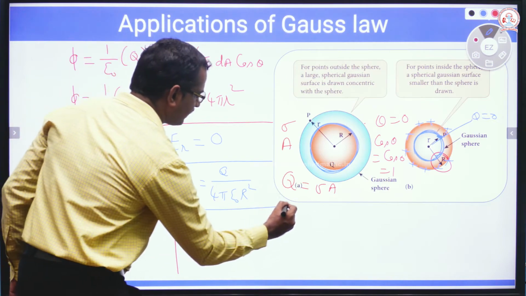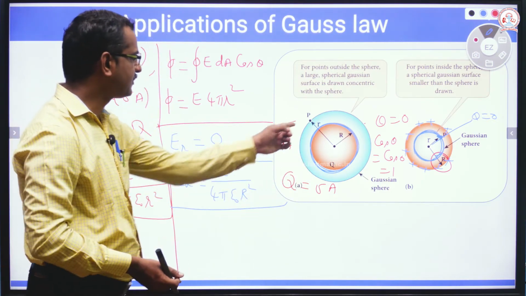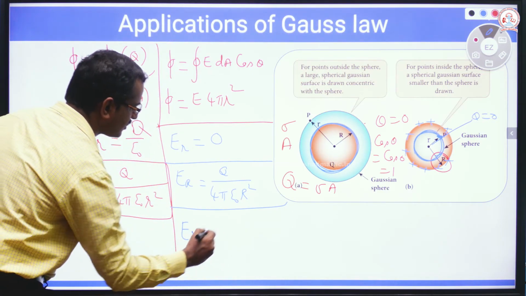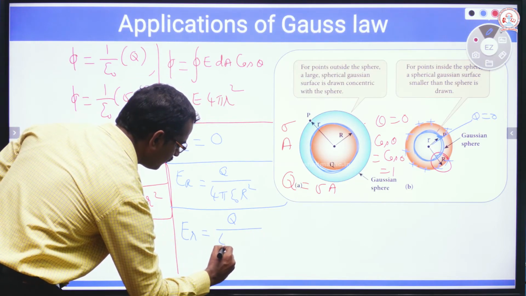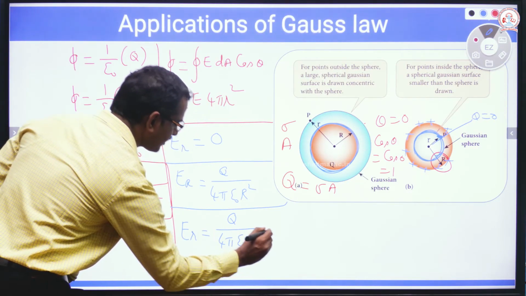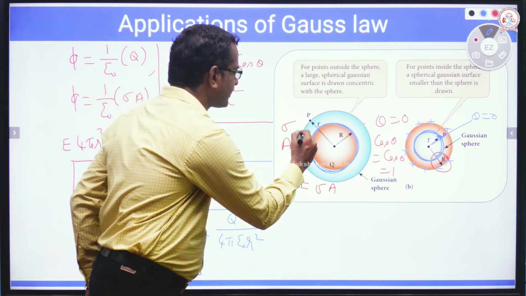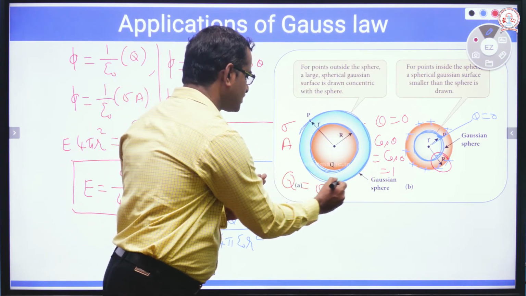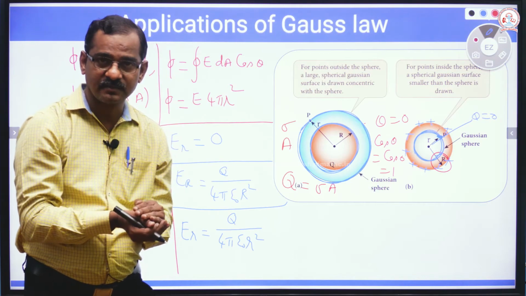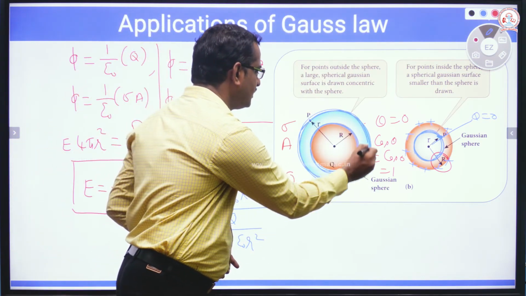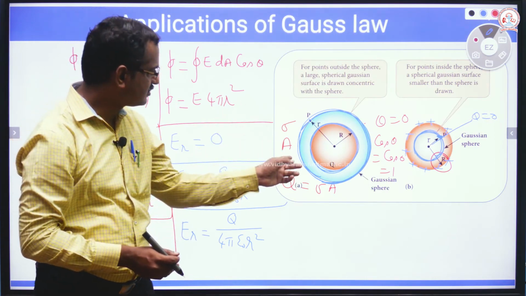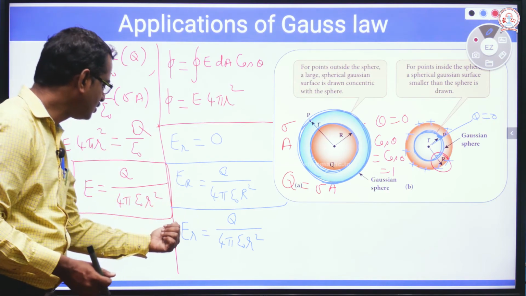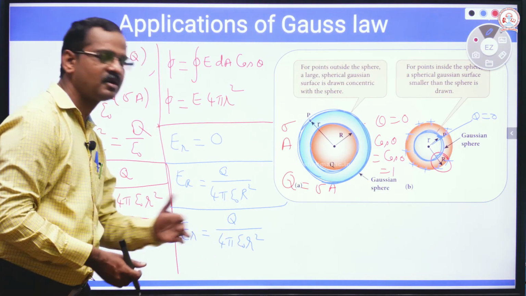And similarly, for the electric field at a point outside the sphere, with the radius r, the electric field outside the sphere, E suffix r, is equal to Q divided by 4 pi epsilon naught r square, where r is the radius again. Within this Gaussian surface, only the charged sphere is there. Therefore, this Gaussian surface is enclosing charges. Therefore, Q is not 0 in this case. So E suffix r is equal to Q by 4 pi epsilon naught r square.